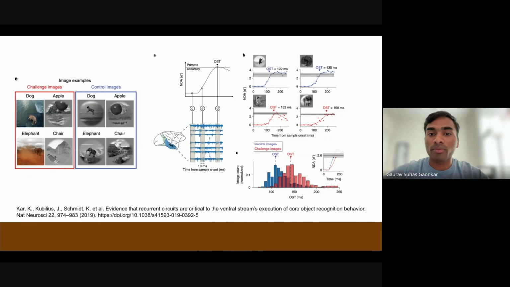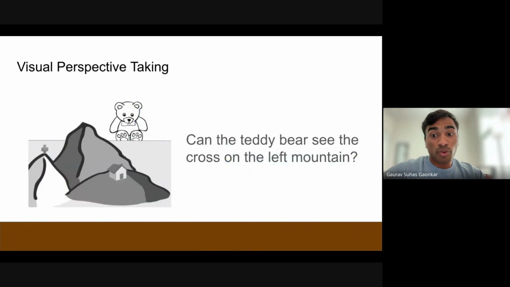Let's do another experiment. This is called visual perspective taking. I have another question for you guys. Given that the teddy bear is looking in this line of direction, can the bear see the cross on the left mountain? Feel free to answer in chat.